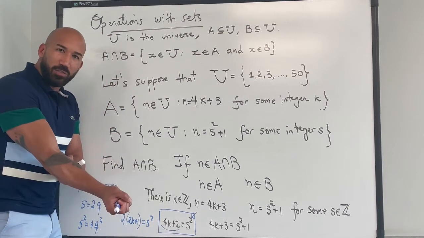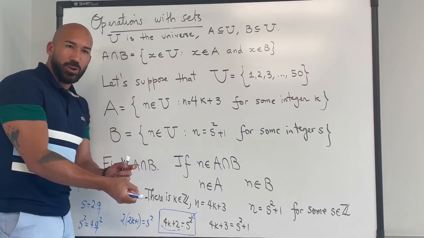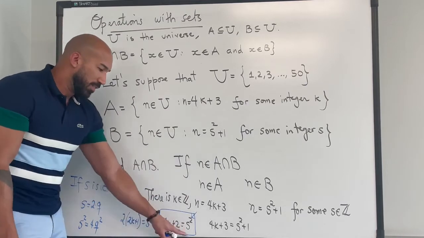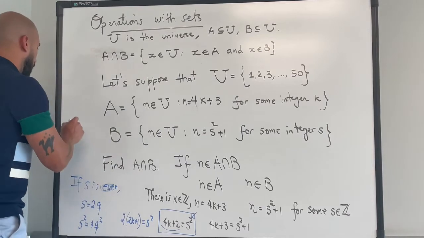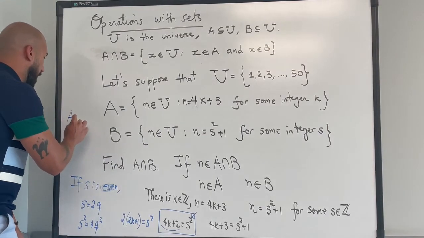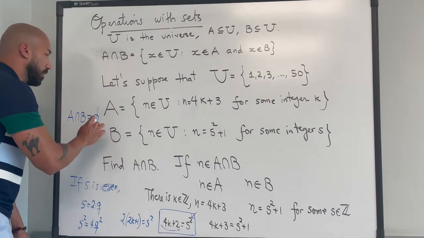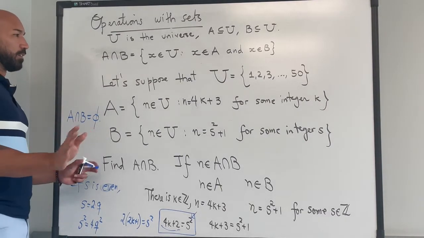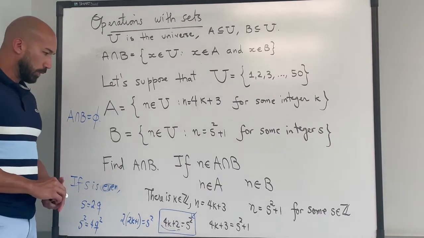But one number cannot have remainder 0 and remainder 2 in division by 4 at the same time. So this is telling us that this is never happening. And we can conclude that A intersection B, in this case, is the empty set. They have nothing in common. Is that okay? Good so far?